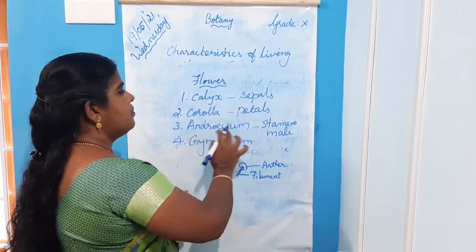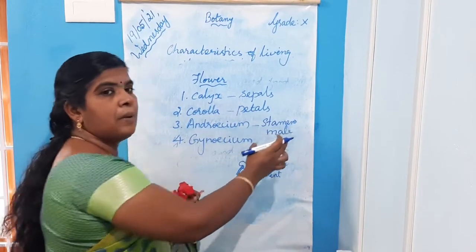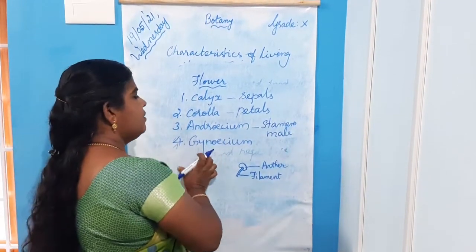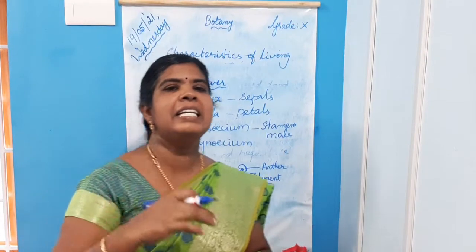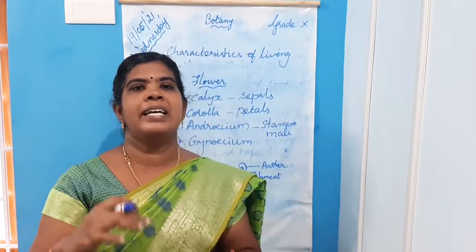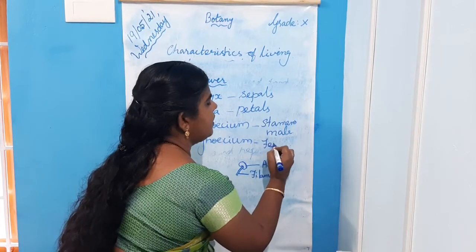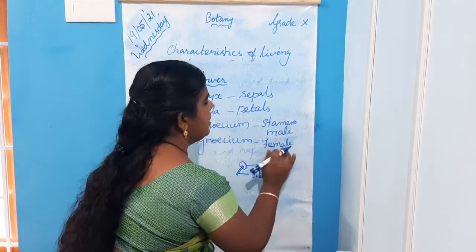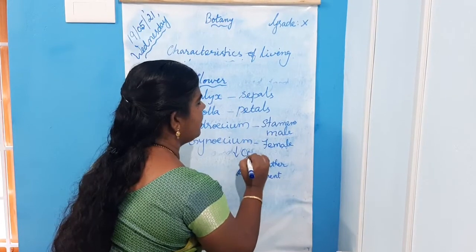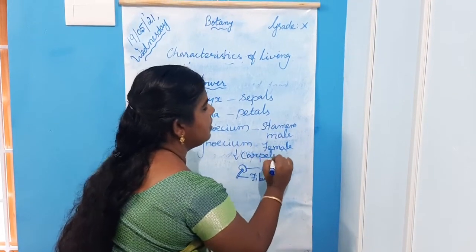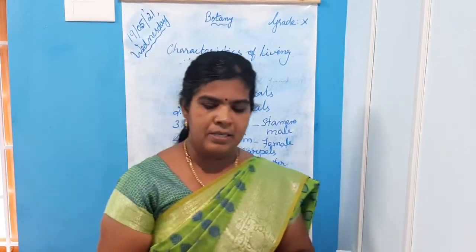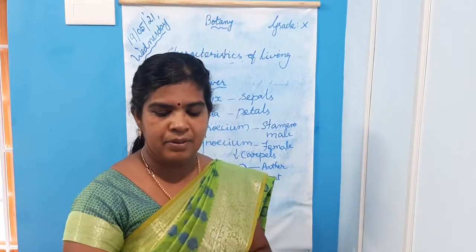Now this is the male part of the flower. Next, the fourth whorl, or the inner whorl of the flower, is called gynoecium. This is the female part of the flower. Gynoecium consists of carpels.